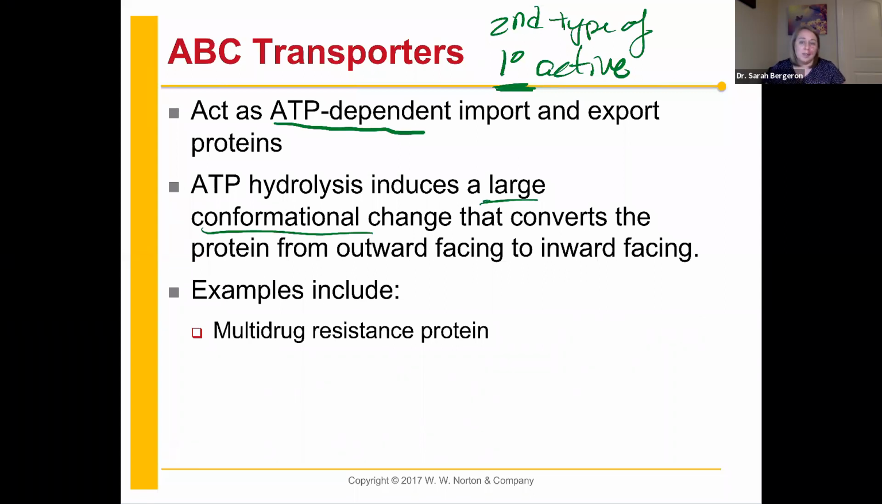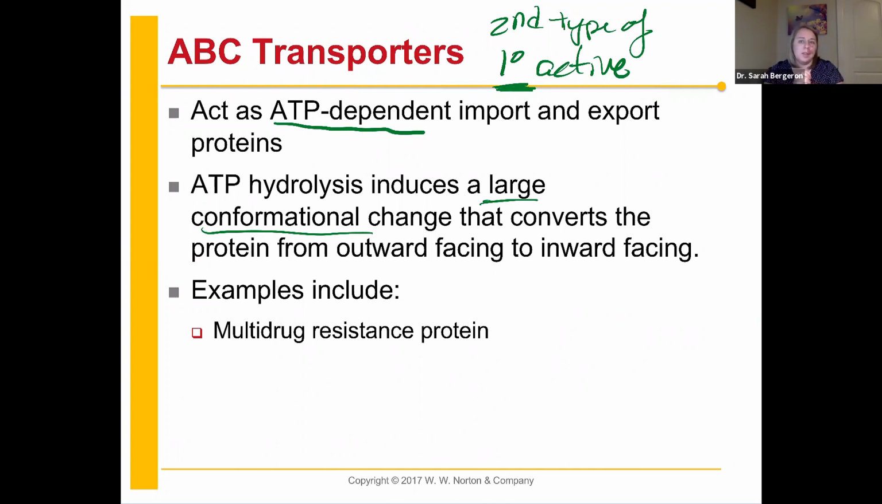And in this case, you're going to change the inner pocket from one time facing outward. So maybe it's facing the exterior, and then it's going to hydrolyze ATP, and now that pocket is going to be facing the cytosol of the cell. So the exterior of the cell, the cytosol of the cell.